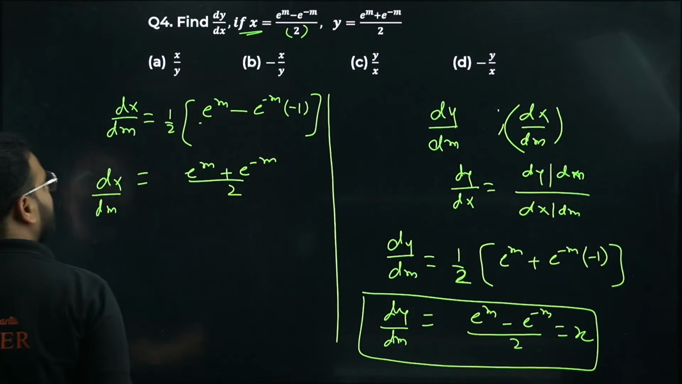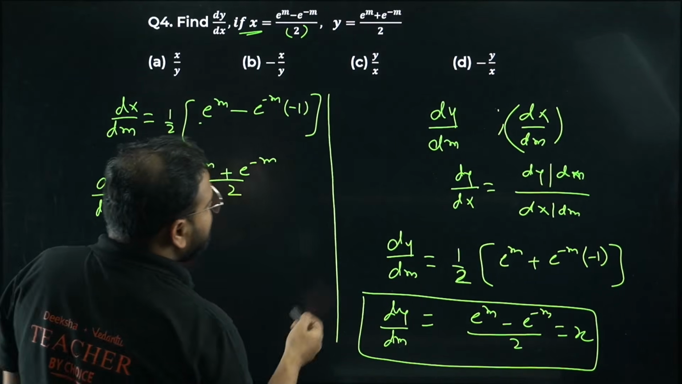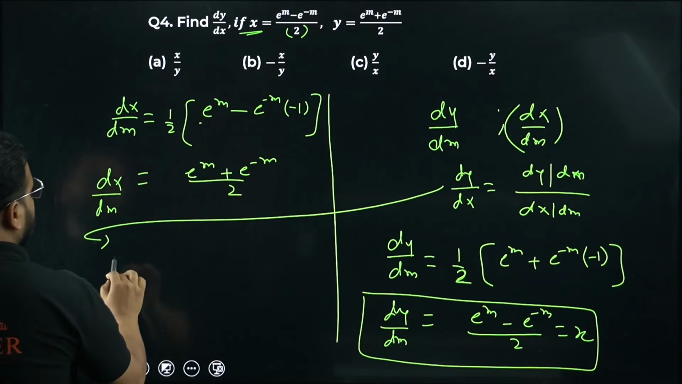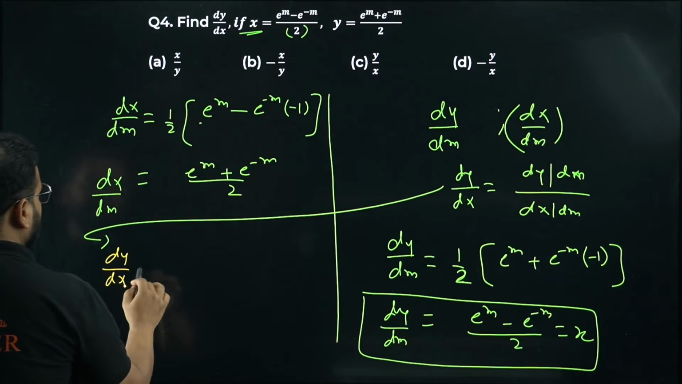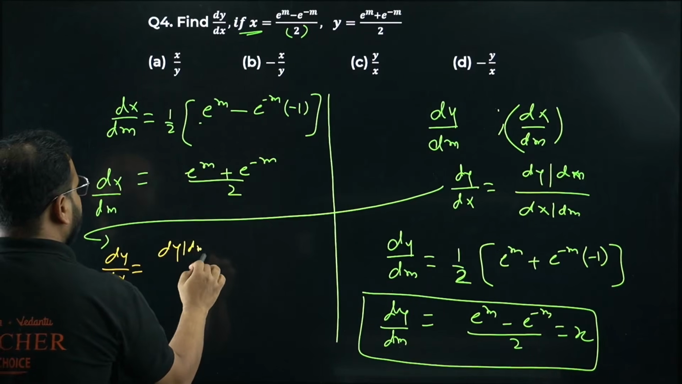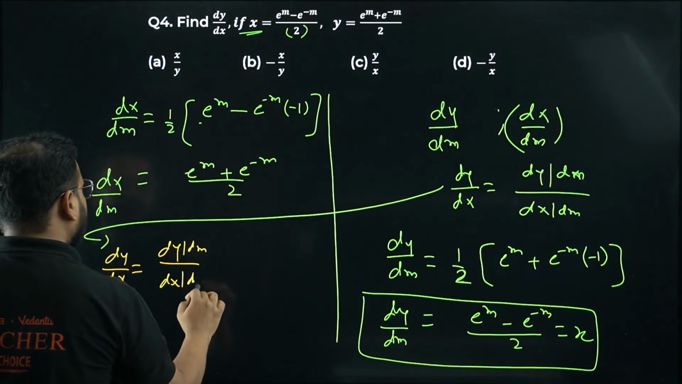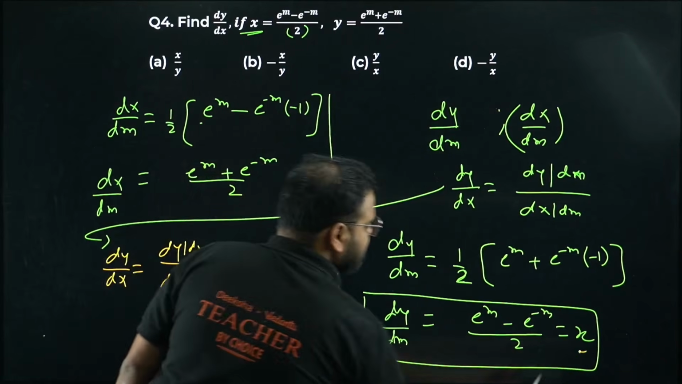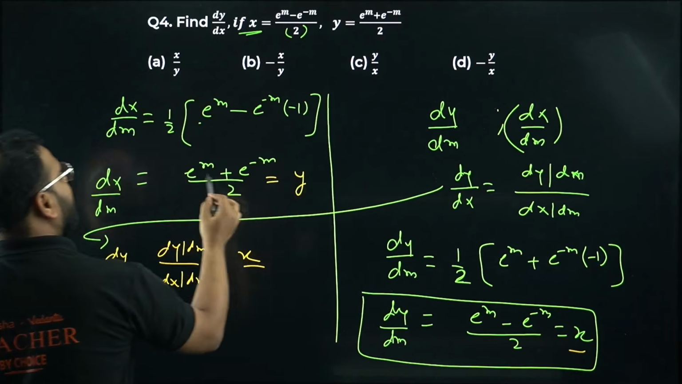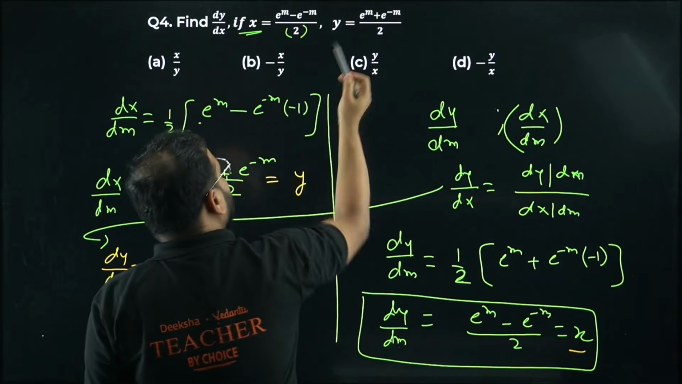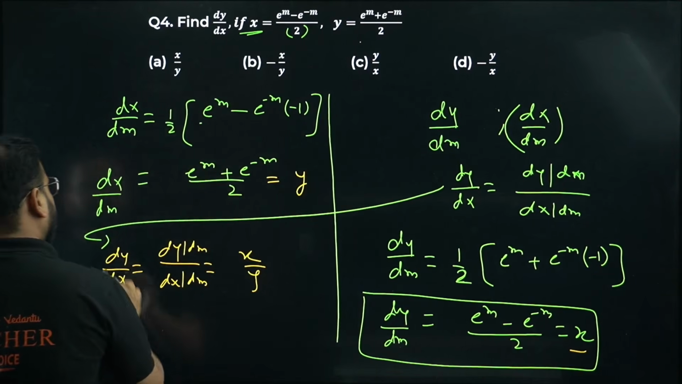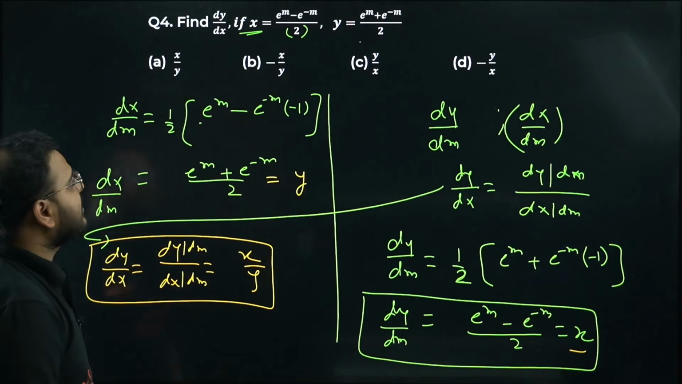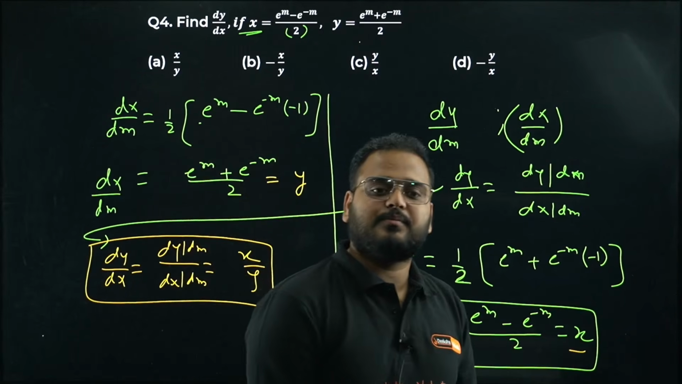dx by dm. We are looking for dy by dx. Please check from here. So dy by dx becomes dy by dm upon dx by dm, which is nothing but, have a look, dy by dm is x, and dx by dm is y, which is e power m plus e power minus m by 2. So it is x by y, x by y. This is your answer. Please have a look.